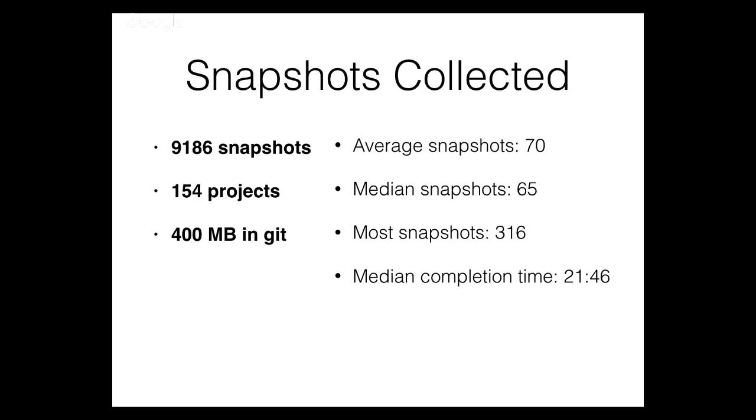Now, of course, this is heavily left-tailed. So that average is brought up by the fact that some people took like 300 changes over the entire half hour. But that's exactly the kind of stuff we're looking for. Median was around 65. Most snapshots on a project was 316. And the median completing time was about 20 minutes for a half-hour targeted activity.